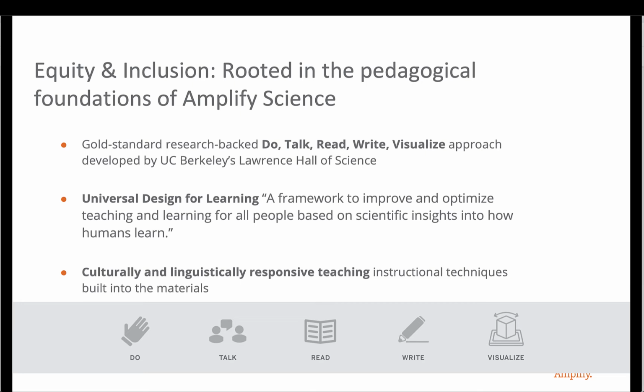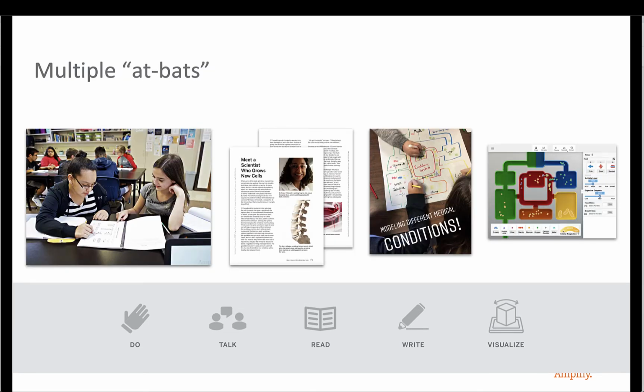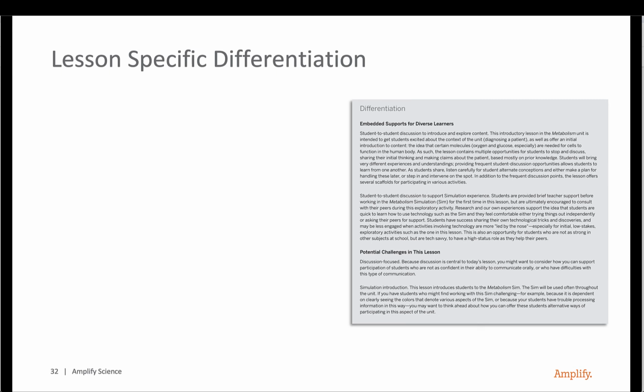And so we have our gold standard research-backed do, talk, read, write, visualize approach. We actually have a research study done recently by WestEd during the pandemic looking at our 7th grade units that showed that this approach is very successful. We have a design for learning, universal design for learning built in, as well as those cultural and linguistically responsive teaching strategies that you can tap into at the lesson level. And the do, talk, read, write, visualize approach allows those multiple at-bats so students can get on base and then hit that home run.